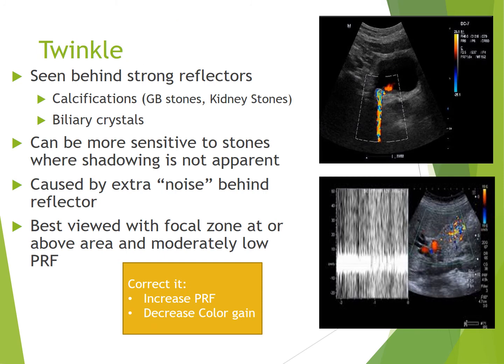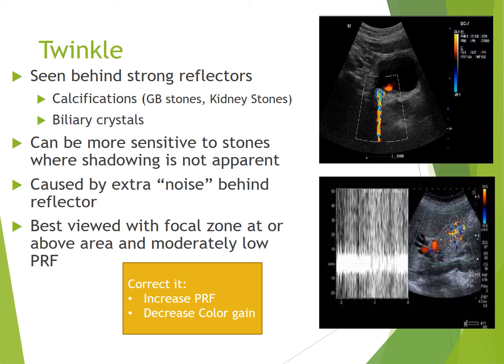The last artifact that uses color is kind of an interesting one, and it actually helps to detect kidney stones and gallbladder stones, that kind of stuff. So it's called the twinkle artifact, and we see it typically behind really strong reflectors, those being calcifications or biliary crystals. Using color to detect these strong reflectors can actually be more sensitive than looking for shadowing that we would expect to see behind them. And the twinkle is caused because there's just extra noise coming up from behind the reflector.